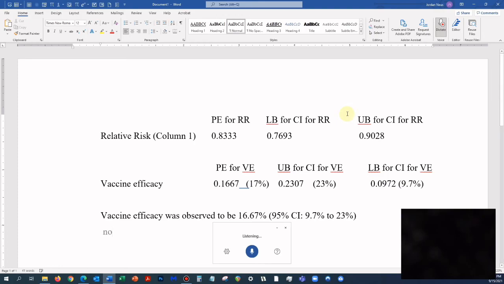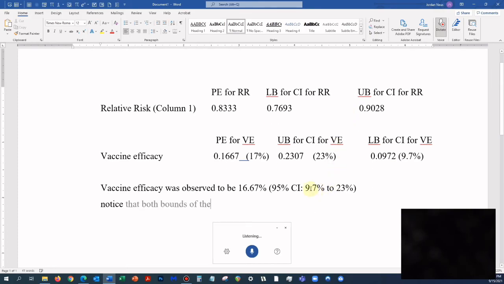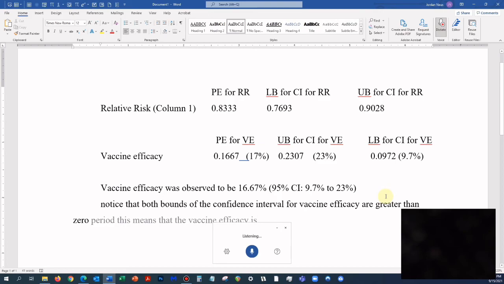Notice that both bounds of the confidence interval for vaccine efficacy are greater than 0. Period. This means that the vaccine efficacy is significantly greater than 0. Period. But I want you guys to see, I'm not going to put it in the writing on Microsoft Word, that it's still crap because even accounting for chance, this vaccine efficacy won't go above 23%. This is crap, but it's significant crap.